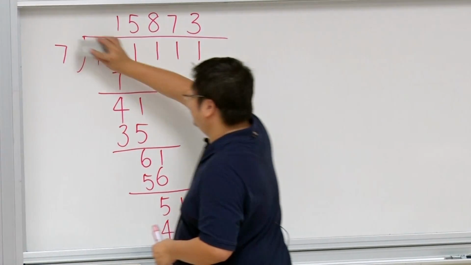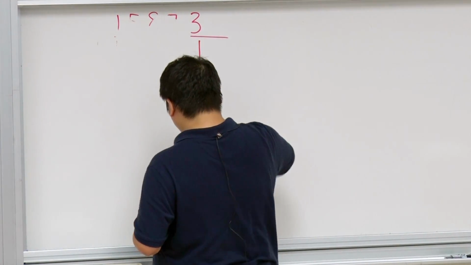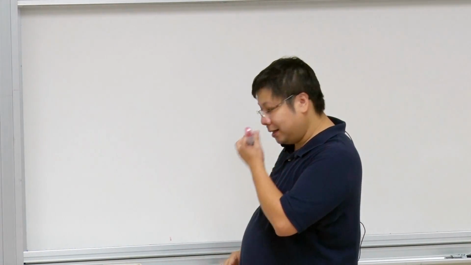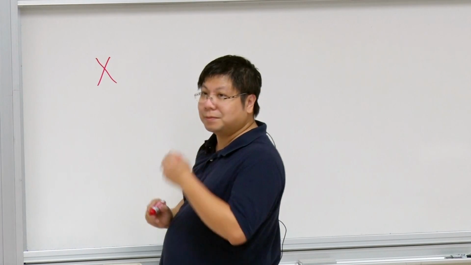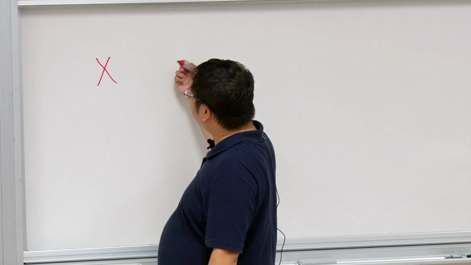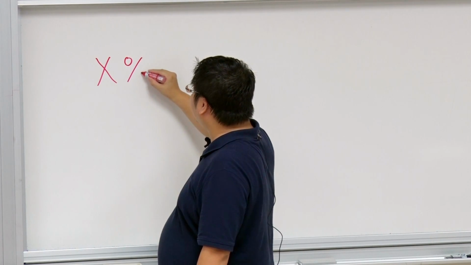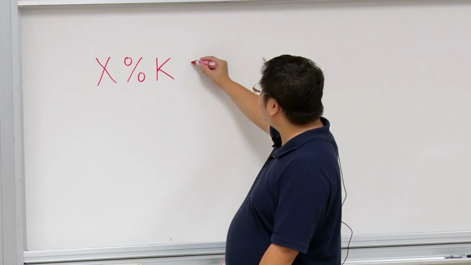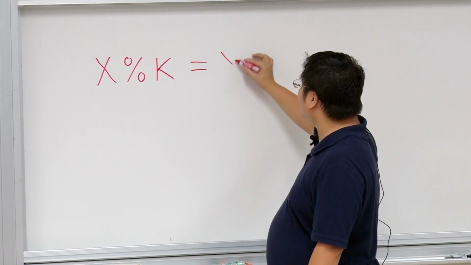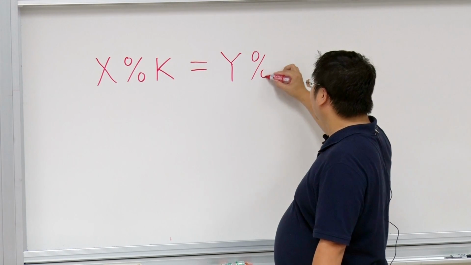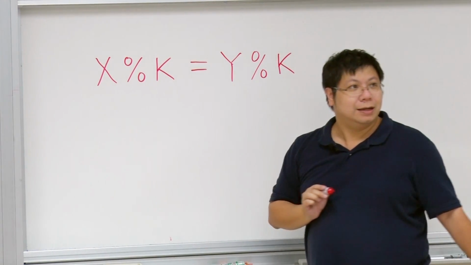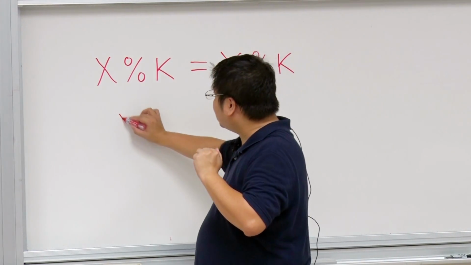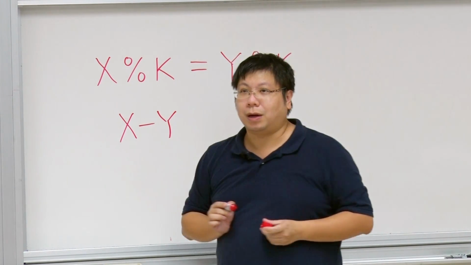Hint. Okay, so this is my hint. Let's say x is a number. If you divide x by k, you get a remainder modulo k. And let's say that if you divide another number y by k, you get the same remainder. So x mod k is equal to y mod k. So what is so special about x minus y? What will happen to x minus y?